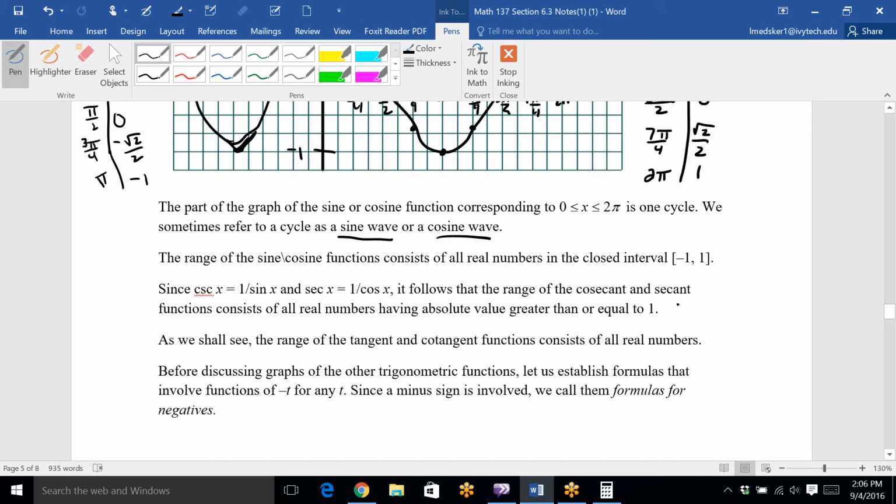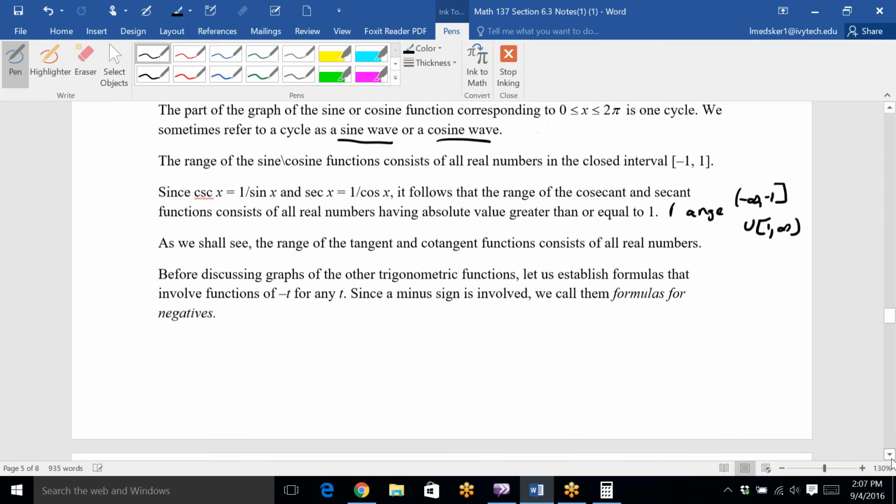So you'll have that their domains, or excuse me, their range will be -infinity to -1, union with 1 to infinity. In other words, their range will be the opposite of this interval. So as we shall see, the range of tangent and cotangent will also consist of all real numbers, but they are going to have domain issues.